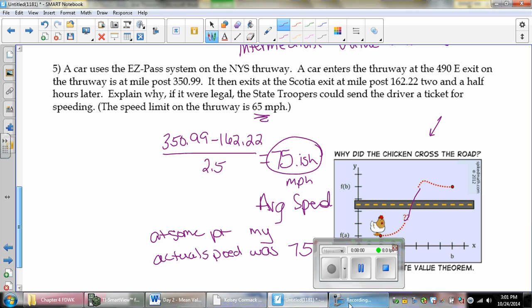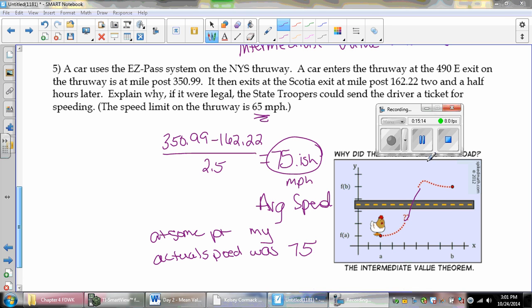and why you shouldn't speed and why you should always wear your seatbelt. So no speeding, wear your seatbelt, no calculus, and you're a happy camper.